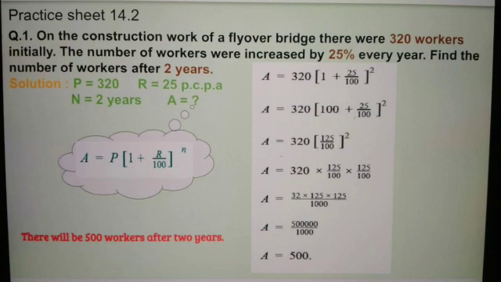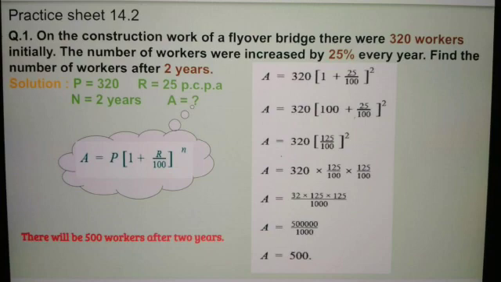And what have you to find out? You are going to find out number of workers after 2 years. So that will be your amount. Okay. So your principal here is 320. R is 25% per annum. N is 2 years. And you are going to find out amount, that is number of workers after 2 years. Again, first you are going to write down the formula by writing A is equal to P 1 plus R upon 100 to the power of N.